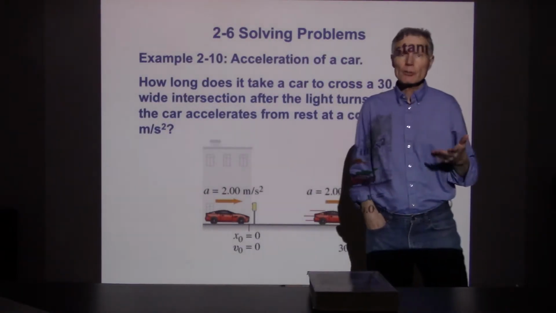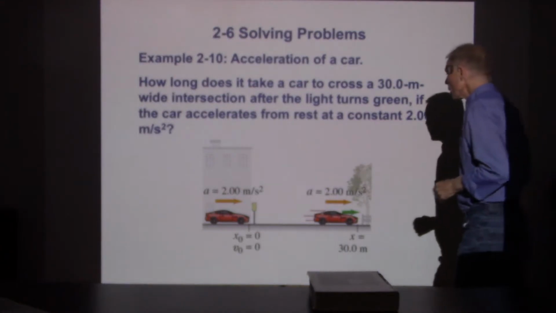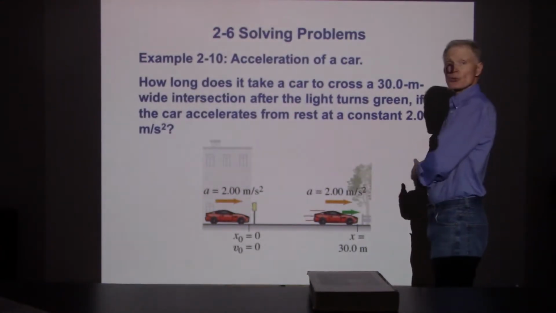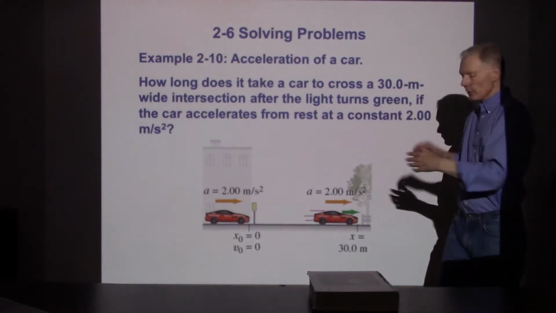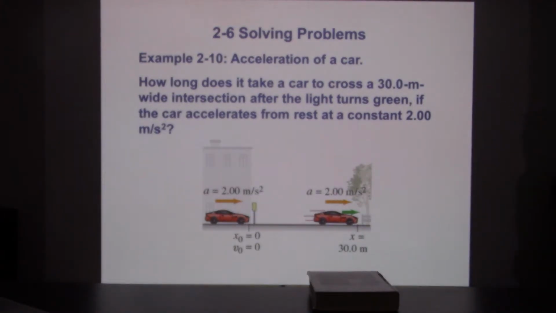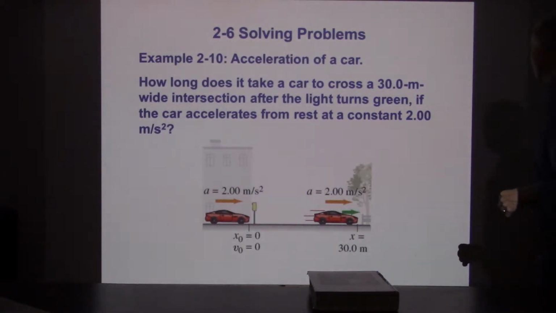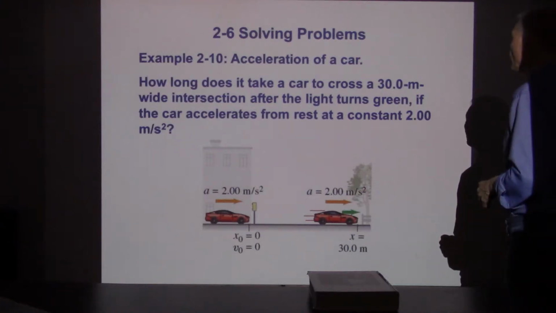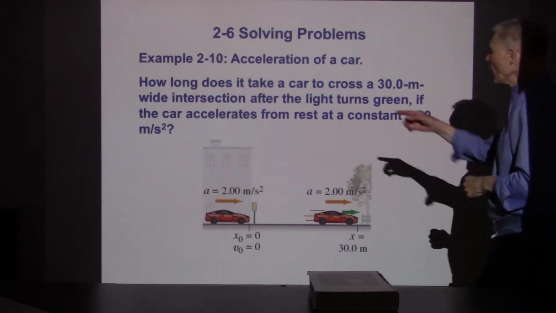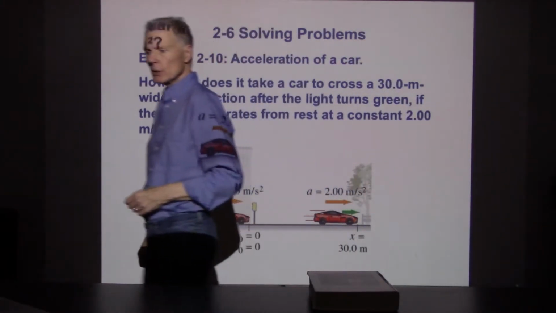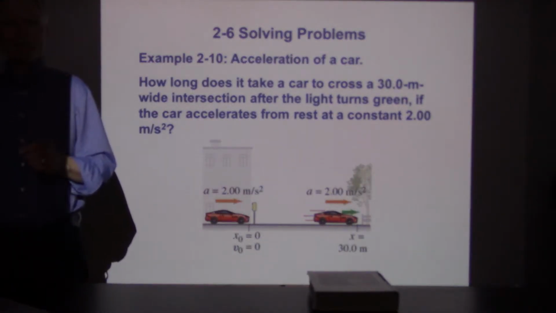So the acceleration remains constant all the way across the intersection, and it says that the intersection has a width of 30 meters. That's a pretty good sized intersection, right? 30 meters is a good long distance for an intersection. Okay, so the question is, how much time will it take? How long does it take for the car to cross the intersection?